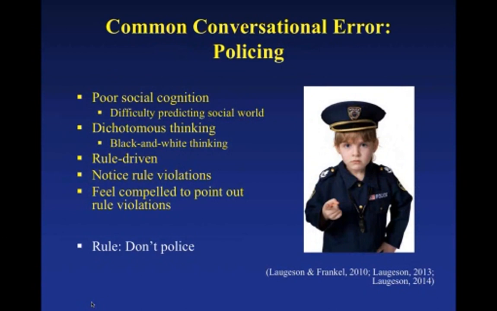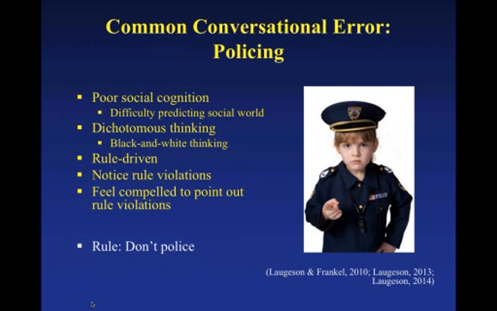A lot of our teens on the spectrum are very rule driven. They like rules, they like to follow rules. So they also notice a lot of rule violations that other people may make. And when they notice that, they sort of feel compelled to point out these rule violations to their peers. But that doesn't really sit well with their peers, because friends don't want to feel corrected by their friends. So it does become an obstacle in developing friendships.